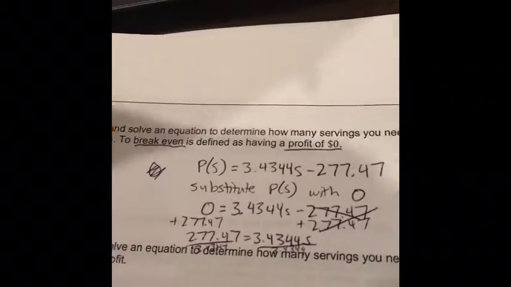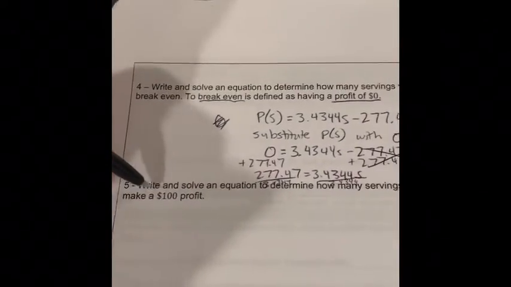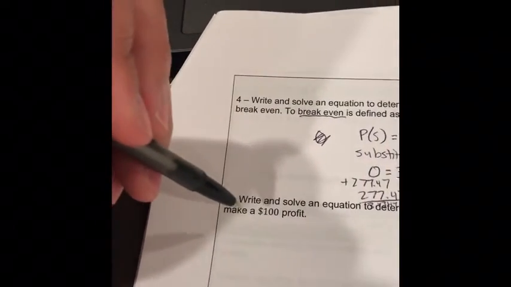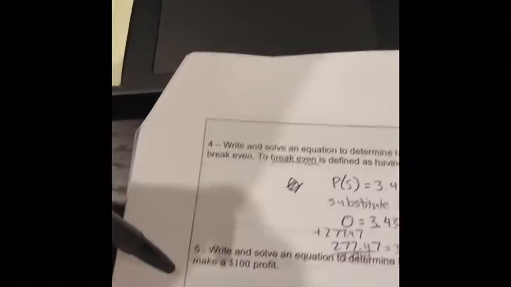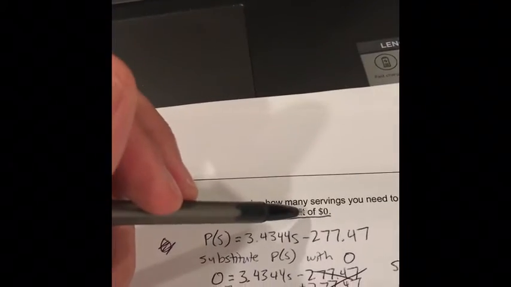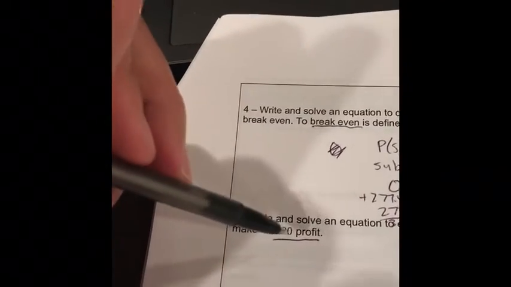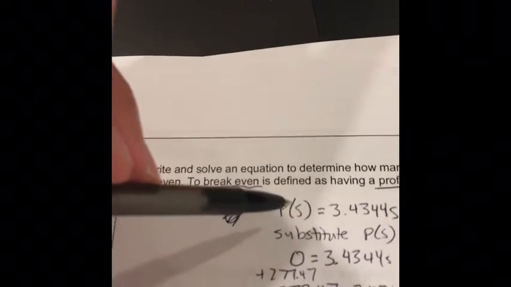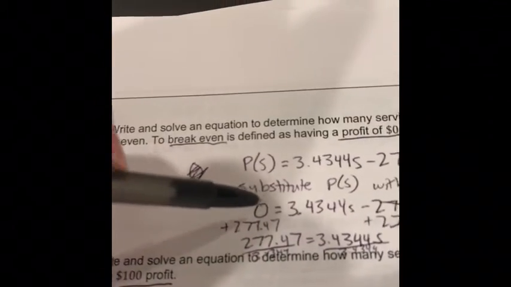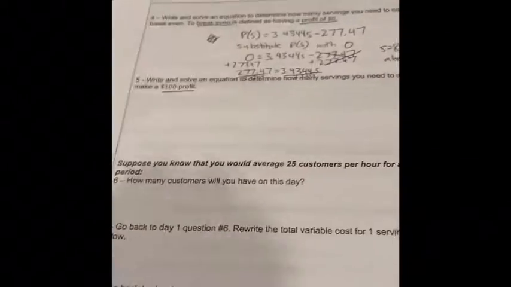Now this isn't my function. Please use your own or use this example here. Number 5, write and solve an equation to determine how many servings you need to sell in order to make a $100 profit. So the difference between 4 and 5, here it's a profit of 0, here it's a profit of 100. So you're going to do the same exact thing. 100 goes in for the P of S. So instead of solving with a 0, you're going to solve with 100, and that's it. I'm not going to do that. You can do that on your own. Pause it here if you need to.